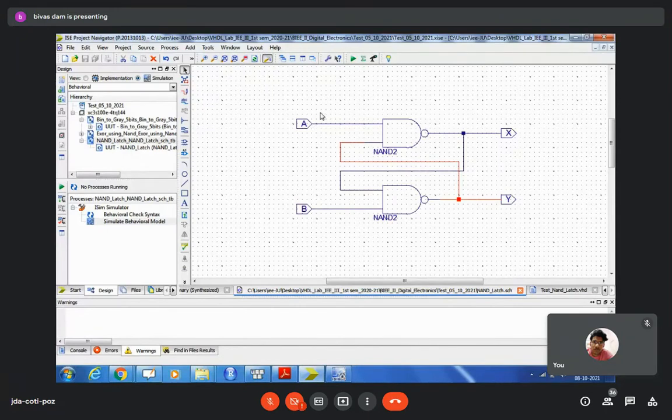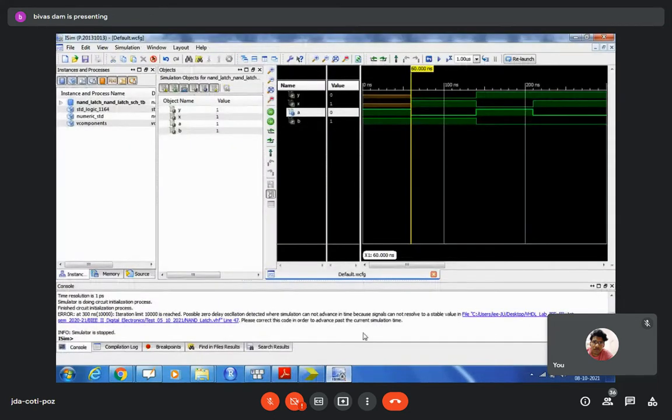But A is 0. For a NAND gate, as soon as one input becomes 0, I am not bothered about the other input values. Let them be unknown or some defined value, it does not matter. The output of the NAND gate is defined. And what is that value? One. Let us see what happens. X has attained a logic 1 level.